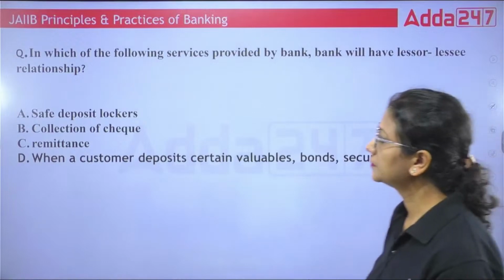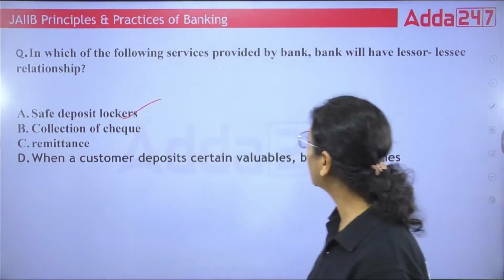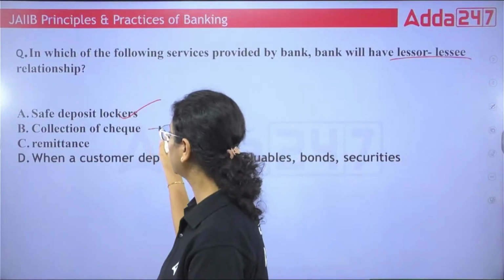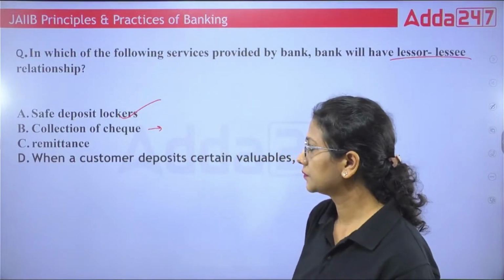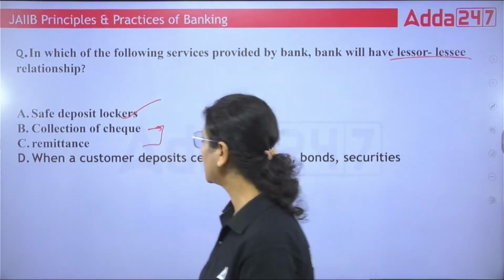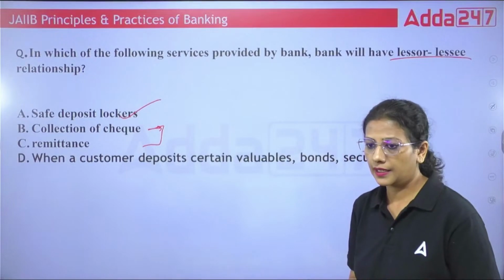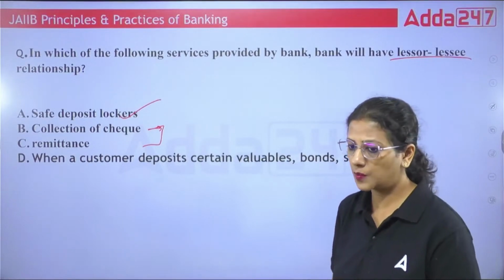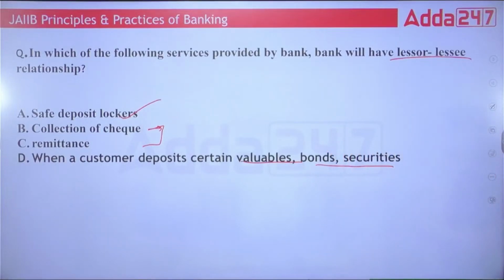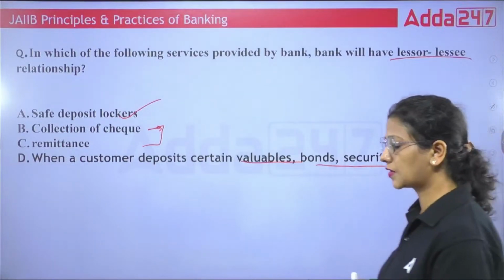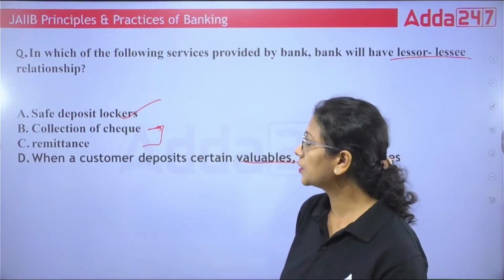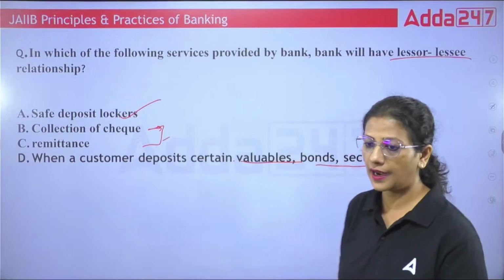The right answer will be safe deposit lockers. In that case, bank will have a lessor and lessee relationship. Collection of cheque and remittance will have a relationship of agent and principal. And when a customer deposits certain valuable bonds or securities, we will have a relationship of trustee and beneficiary as well as bailor and bailee. So here we will have two kinds of relationship with the customer.